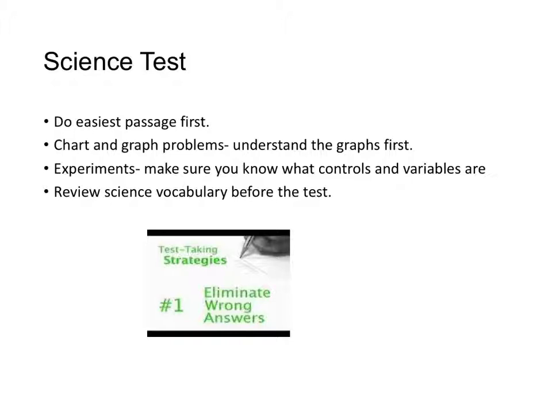The chart and graph problems are generally the easiest ones. Understand the graphs before you do anything else. The experiments, make sure you know what controls are, what variables are, and make sure you review basic science vocabulary before the test. But do not be surprised if you have not heard of any of the science passages. It's not asking about the details, it's asking for the processes.